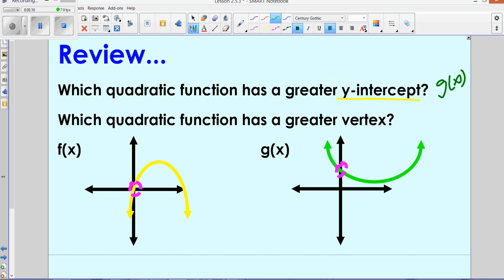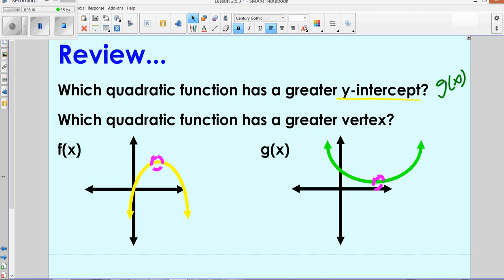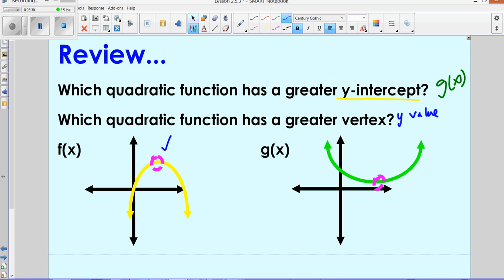For the second part, which quadratic function has a greater vertex? So here I'm just going to look, okay, a vertex that's up here, a vertex that's down here. So which has a greater vertex? Which one has a higher y vertex? So when you're looking at the vertex, you're looking at the y value. What is a greater y value? And for that, that's going to be this guy right here. So you're going to say f of x would have the greater one. So this is basically what we're going to do. You're going to compare either vertex or y-intercept. So let's go to the next problem.